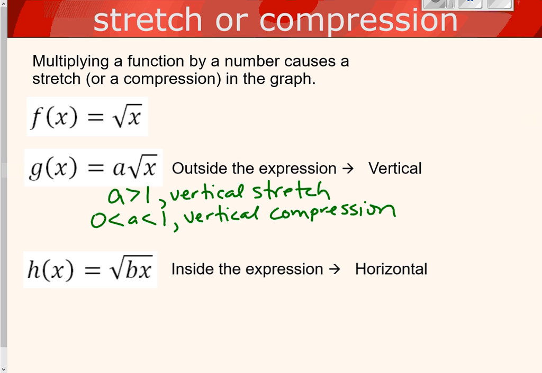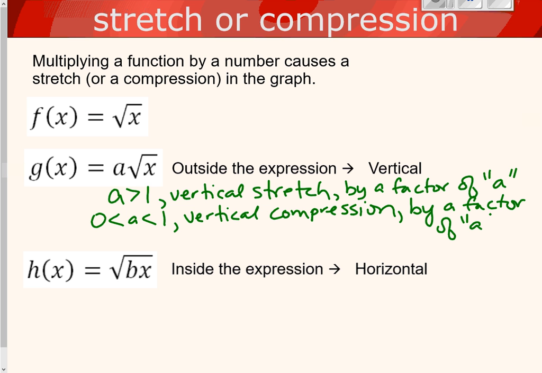That will tell us whether or not there's a vertical stretch or compression. Now, when we talk about how much is it stretched or compressed, we can say by a factor of a. So if the number, for example, was a 3, then we would say it's a vertical stretch by a factor of 3. Same with the vertical compression, it's by a factor of a. So if a was 1/2, then we would say it's a vertical compression by a factor of 1/2. That's how much it's being compressed.